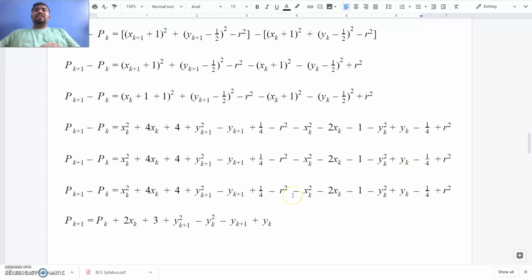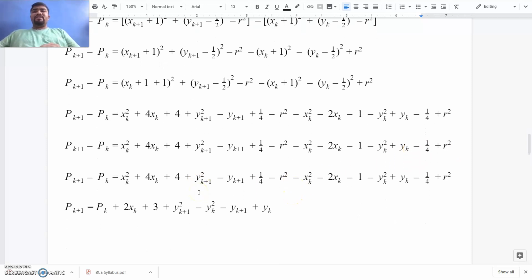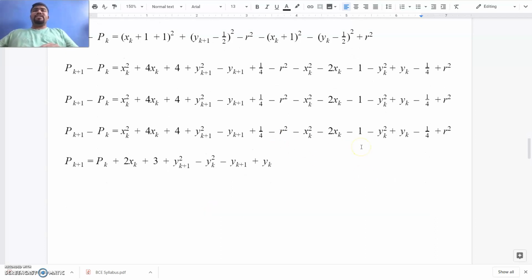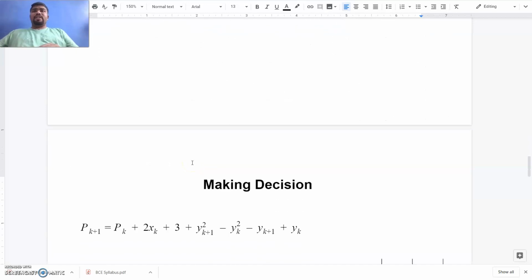And you can see the final equation that we get is p of k plus 2xk plus 3 plus yk plus 1 the whole square minus yk square minus yk plus 1 plus yk. The rest of the terms get eliminated, because it is plus minus, and that's how they get cancelled out. So this is the final equation that we are left with. Now let's proceed.